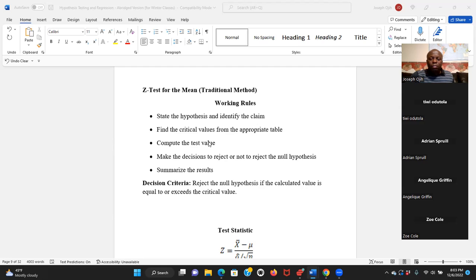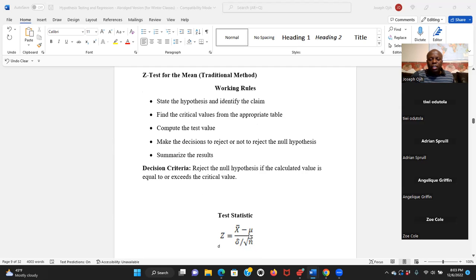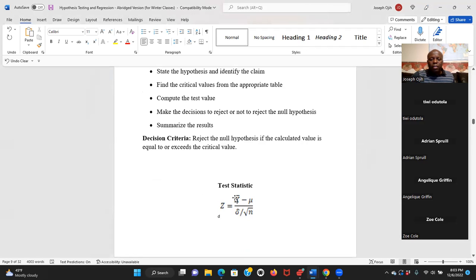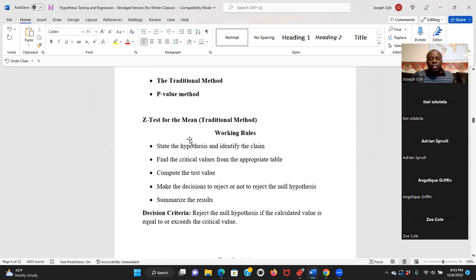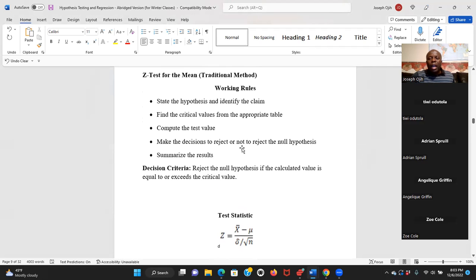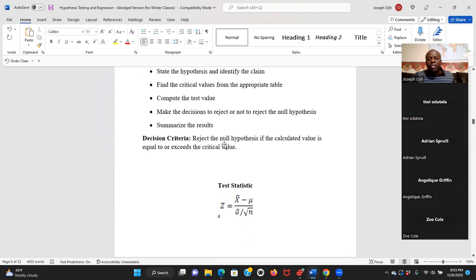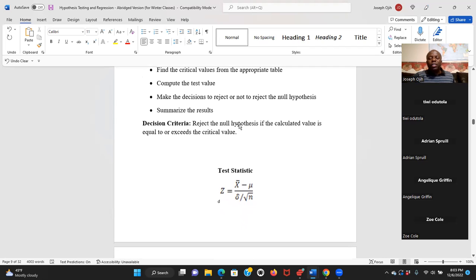Then we compute the test value. To compute the test value, we use this test statistic, and the formula is here. Then we decide whether to reject or not reject the null hypothesis. Since this is the traditional method, we use our critical value to make that decision. Then we summarize the results. The decision criteria is this: we reject the null hypothesis if and only if the calculated value is equal to or greater than the critical value. If our answer is less than the critical value, we do not reject the null hypothesis.